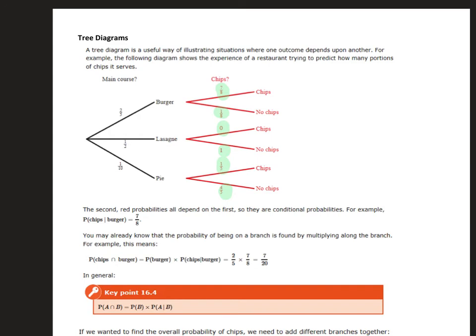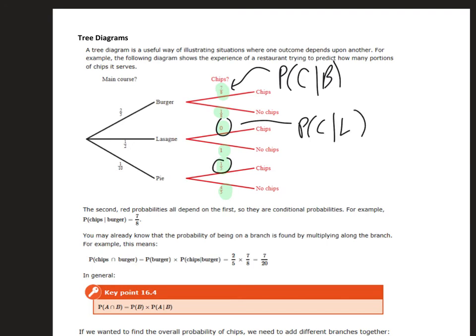So this 7 over 8 here, the first one I highlighted, isn't the probability of chips. This is the probability of chips given that we have a burger. This probability here is the probability of chips given we have lasagna. This probability here is the probability of chips given that we have pie. Okay, we'll talk about how we get the probability of chips in a second.